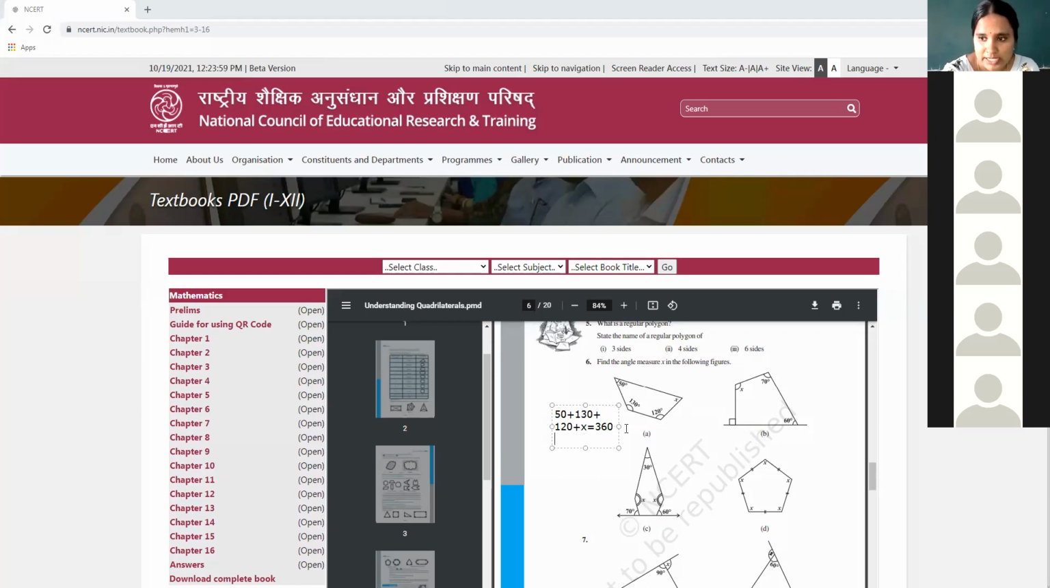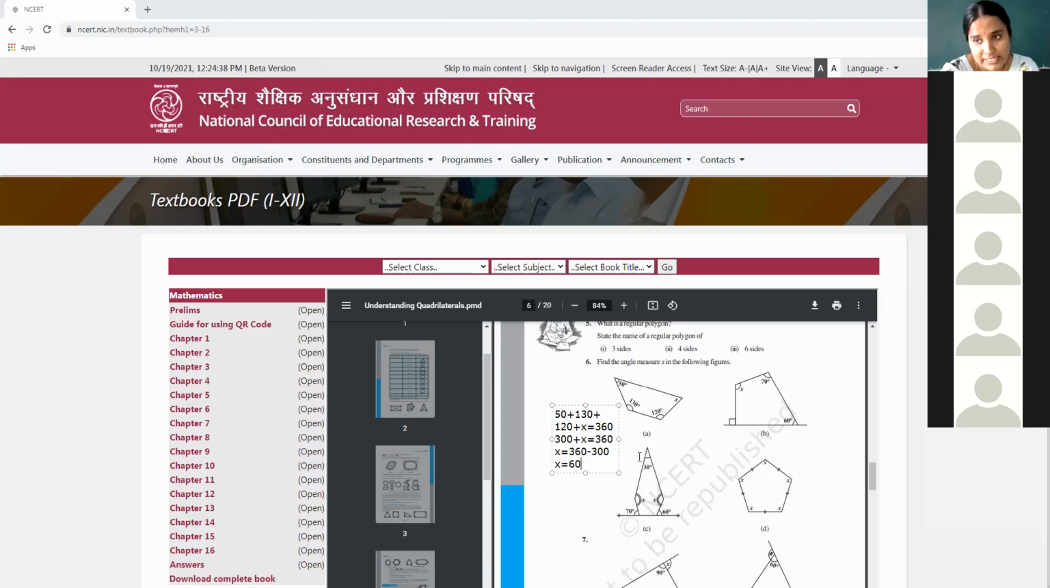So yes, Jhansi, would you like to tell me the sum of 50, 130, 120? Yes, ma'am. 50 plus 130 plus 120 is equal to 300, ma'am. Yes, very good. So it is 300 plus x is equal to 360. So can you tell me what is the value of x that you will get? Ma'am, we need to subtract 360 minus 300, ma'am. Very good. So what is the answer that you're going to get? 60, ma'am. 60. Well done.